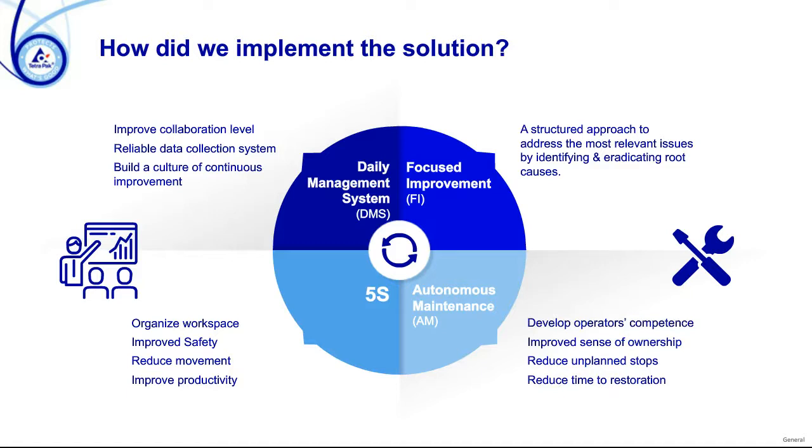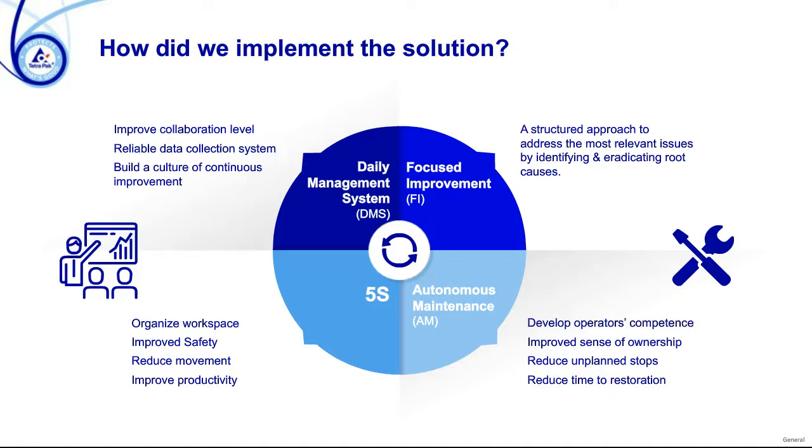The second route was focused improvement, the FI. And by implementing the focused improvement, we succeeded to build a structured approach to address the most relevant issues by identifying and eradicating the root causes, which is also considered a mindset change among the customer's shop floor people, and that was a really great success at that time.